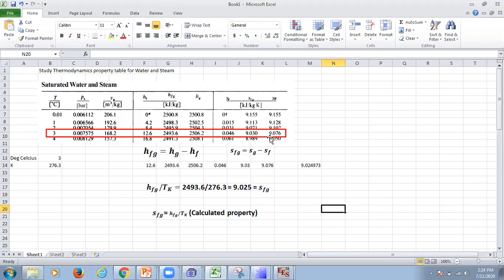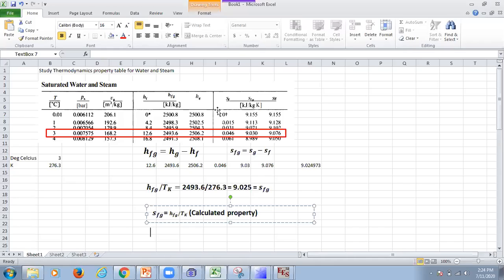Now, can you see this? Do you notice this? I hope you notice this. So SFG is a calculated property. SFG is a calculated property. Same is SF and SG as well. So what is the SF value then? What is the SF value?